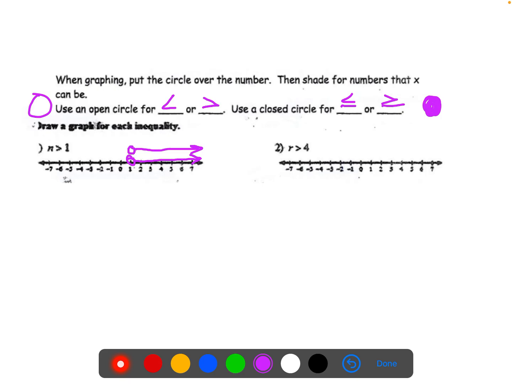And for the next one, this one again is going to use an open circle because we're saying r is greater than 4. For open circles, that's what we use here. And so we'll go to 4. We'll make an open circle, and then we want values greater than 4. So we're going to go to the right. All right. Go ahead and continue on through that practice. And then we have one more that we're going to take a quick look at.